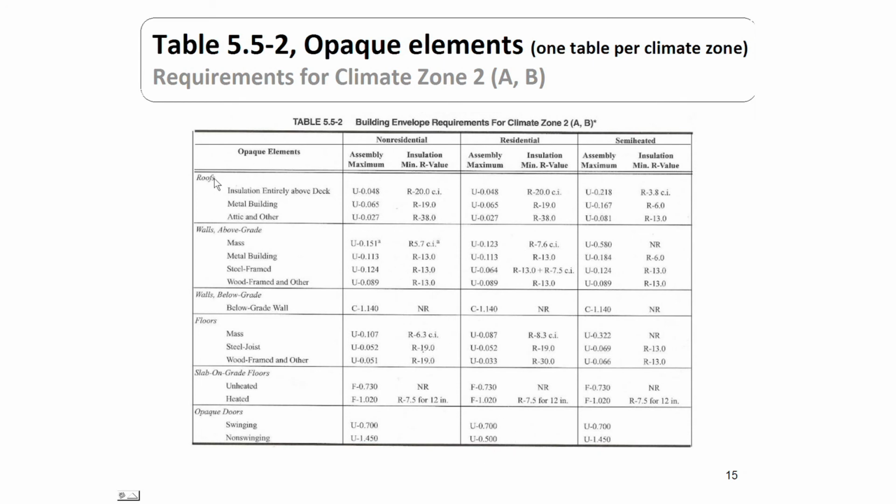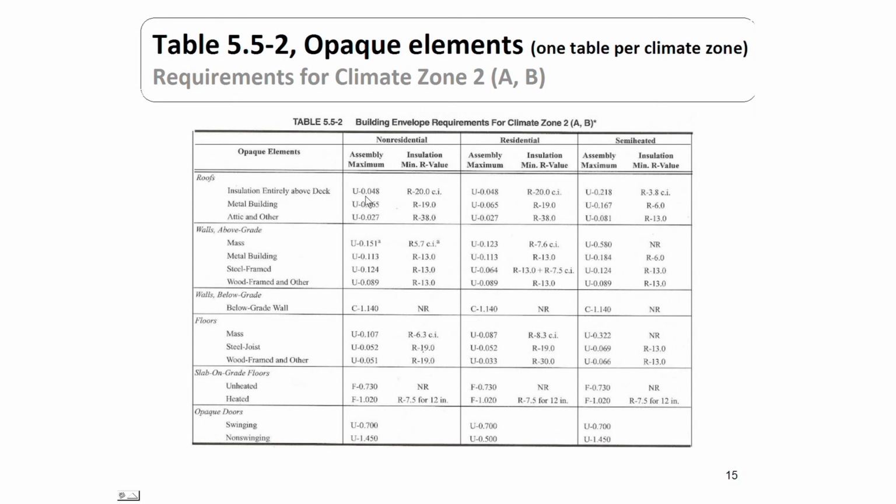So what I'm showing you here is the upper half of the table. And let me go down the left side. These are the elements. You're going to talk about the roof. Here's the wall section. Here are the walls below grade. These were walls above grade. Here, requirements for the floors. Here's slab on grade. And here, requirements for the opaque doors. Over in this direction, you'll see divisions for non-residential, residential, and then semi-heated spaces.